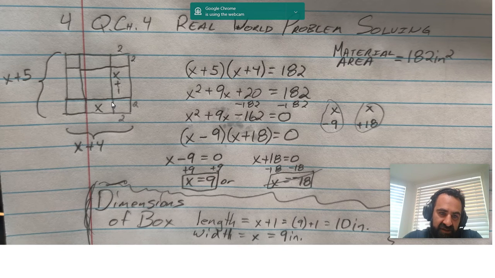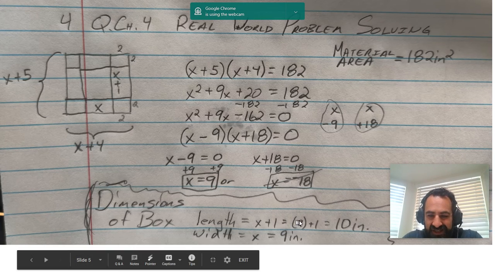My bad. However, the length is x plus 1. Sorry, I was flip-flopping on length and width. It doesn't matter, dimension 1, dimension 2. Technically, it does matter. Pay attention to how they refer to it in the problem. So the length is x plus 1. Since x is 9, the length is 10 inches. The width is just x. Therefore, the width is 9 inches. And the one missing piece here is the height, which is 2 inches.